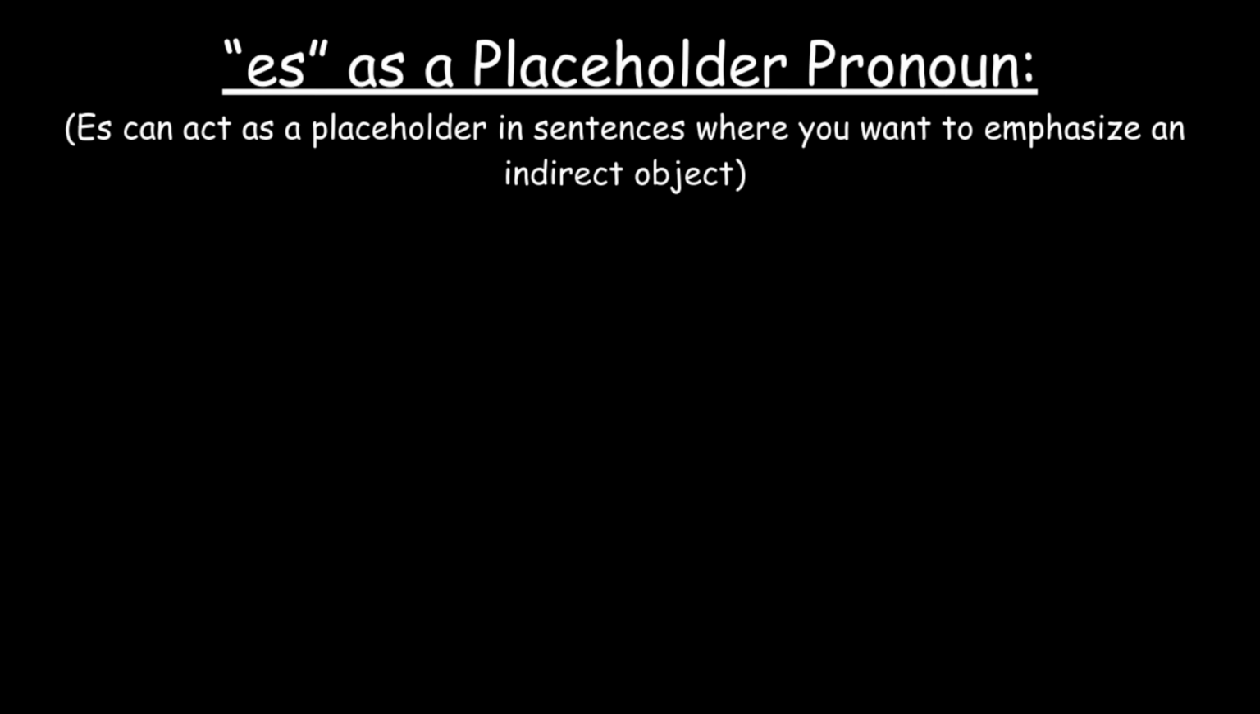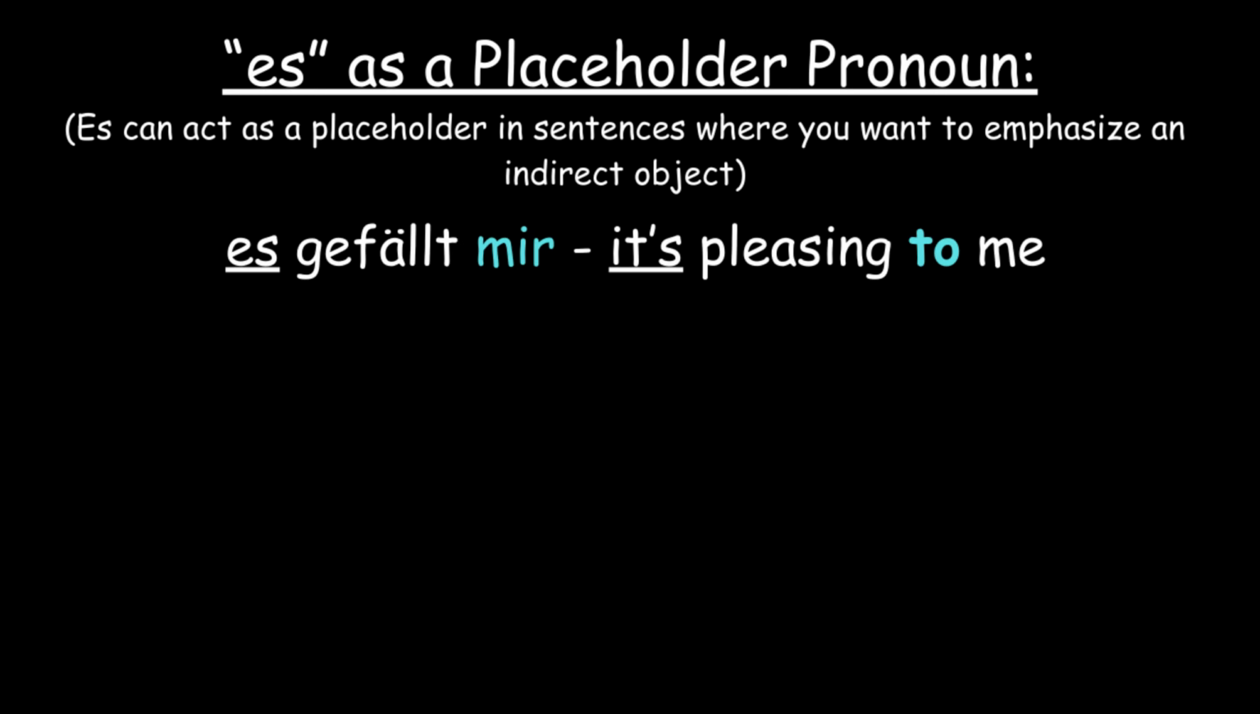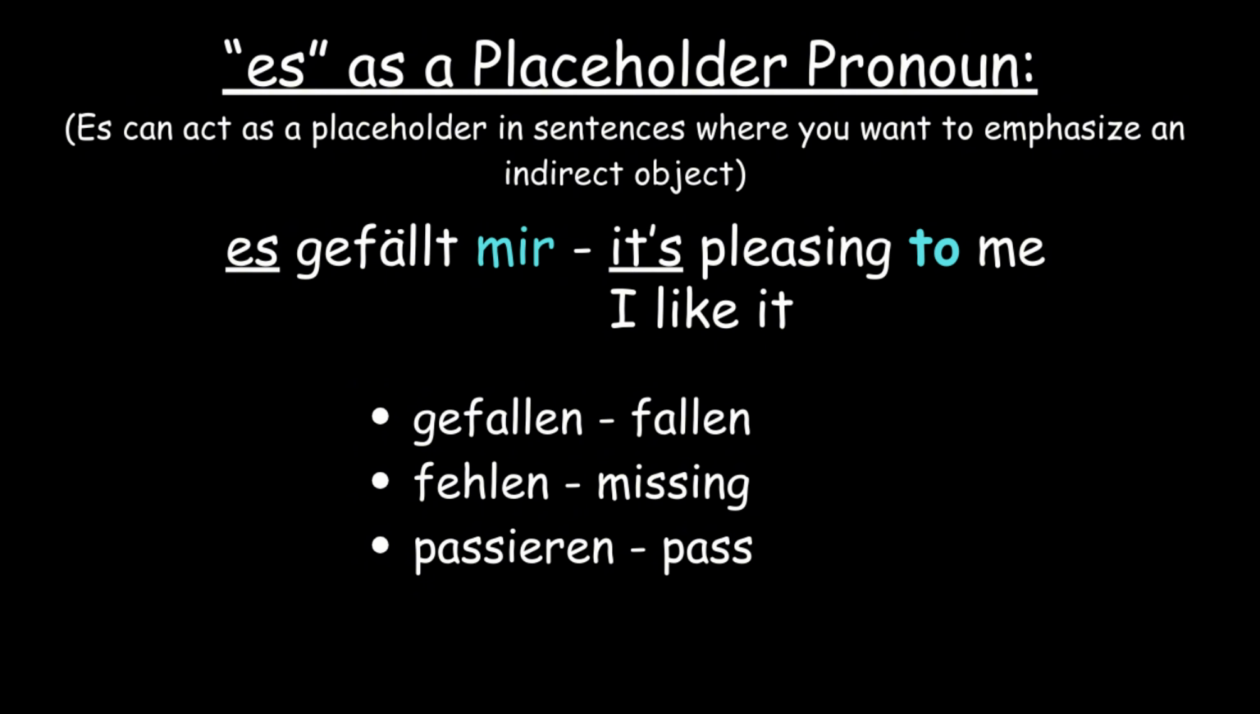Furthermore, it's possible to use es as a placeholder pronoun. Es can act as a placeholder in sentences where you want to emphasize an indirect object, such as es gefällt mir. It's pleasing to me, but the accurate translation is I like it. This structure is common with verbs like gefallen, fehlen, and passieren.